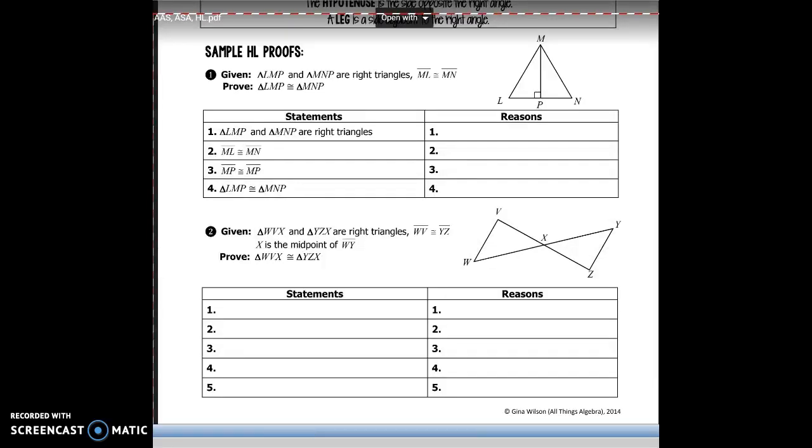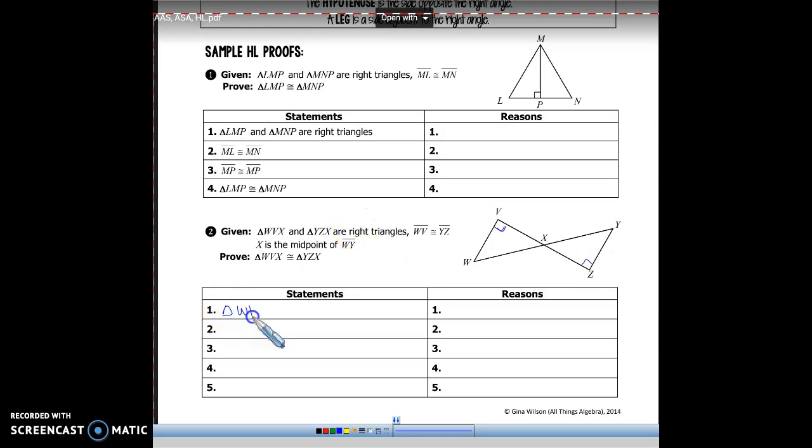Okay, and finally let's finish up number 2. They haven't given us any statements or any reasons. So triangle WVX and triangle YZX are right triangles. That means that angle V here and angle Z here are right angles. So I'm going to mark it. That's very important because I know I can use hypotenuse leg.